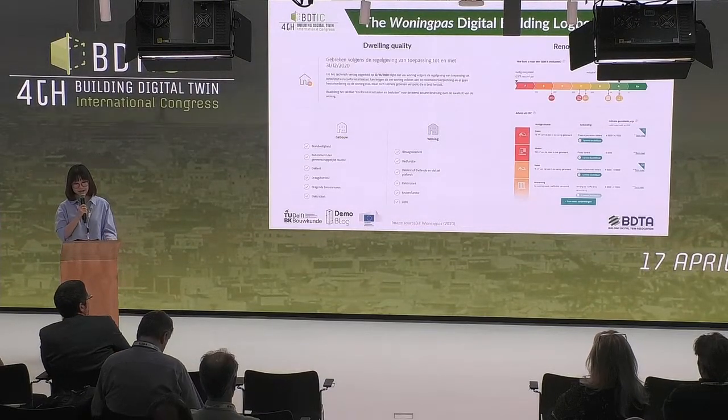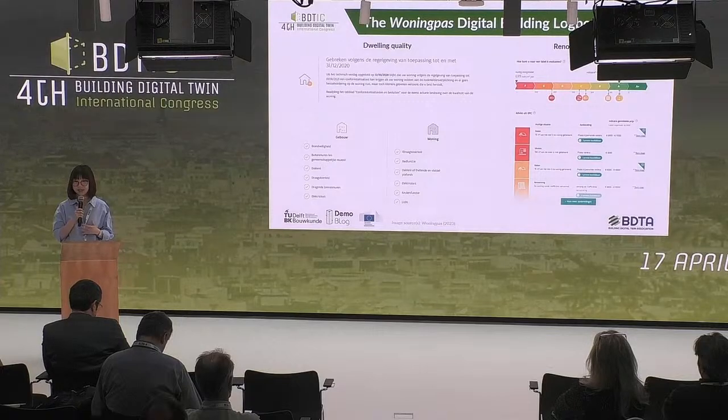And with the added data and information manually stored in the DBL and data from other monitoring services such as meter data and potentially digital twins, the Woning Pass can provide accurate analyses of the quality of the homes as well as the energy performance of it, and then subsequently suggest an accurate overview of the priority renovation activities.